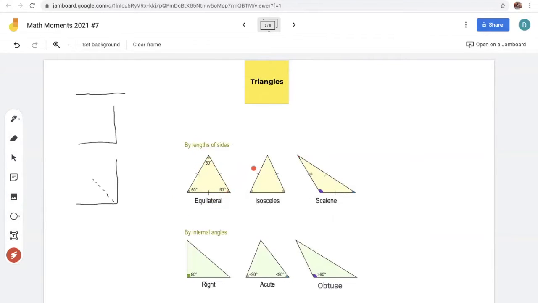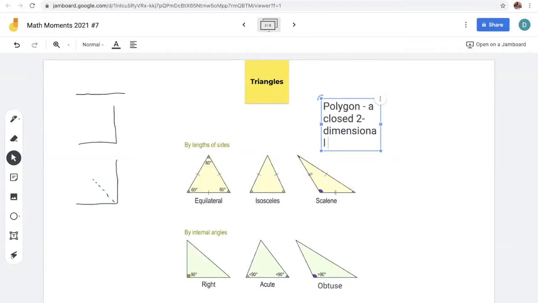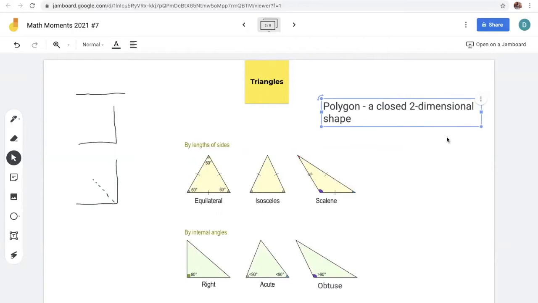A triangle is also known as a polygon. So what is a polygon? Well, a polygon is essentially a closed shape, a closed 2-dimensional shape. And so triangles are 3-sided polygons. That's the official definition here.